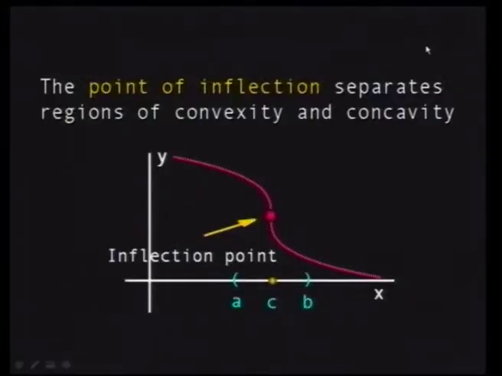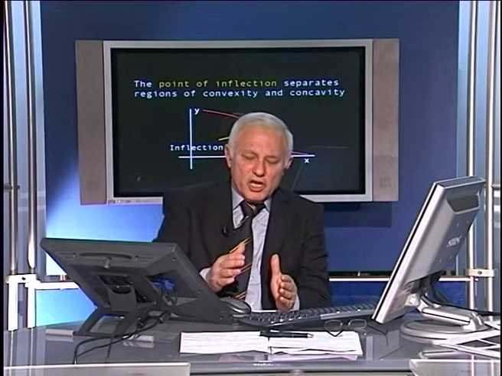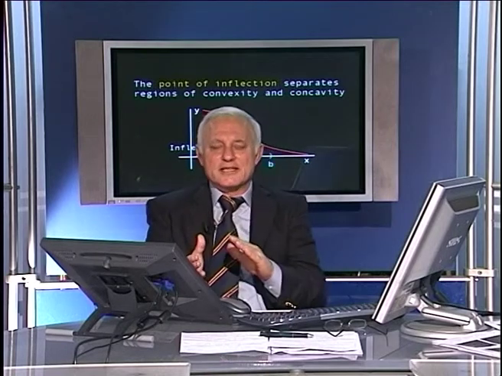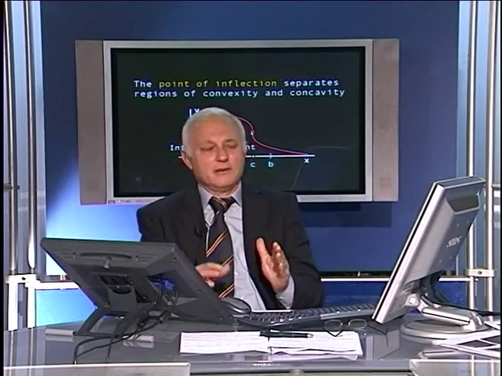Now, this is called a point of intersection between two regions in which the curve, here, when you have the graph here, is concave downwards, and this one is concave upwards. Now, this is a point, we call this a point of inflection. The point of inflection is the point at which the second derivative of the graph changes sign.